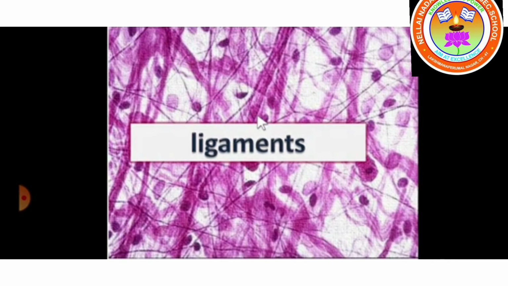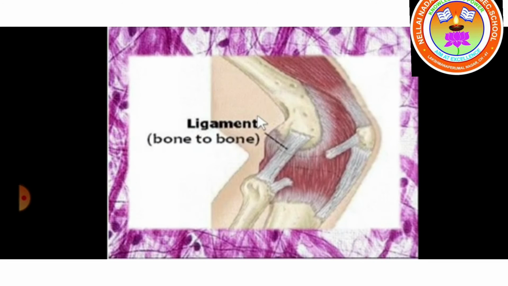Next we will see about the ligaments. What are ligaments? Ligaments are highly elastic structures. They are highly elastic and have great strength, and they connect bones to bones. Here in this image you can see a white color structure which connects two bones, and that is nothing but the ligaments. These ligaments are highly elastic in nature because they are made up of fibers and fibroblasts.